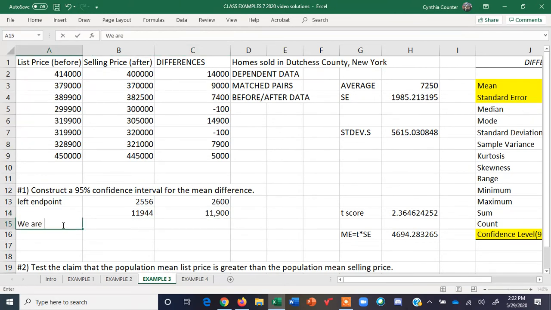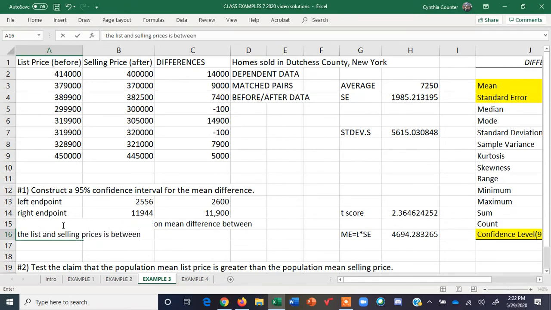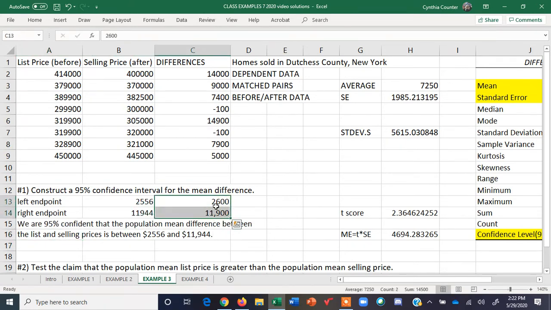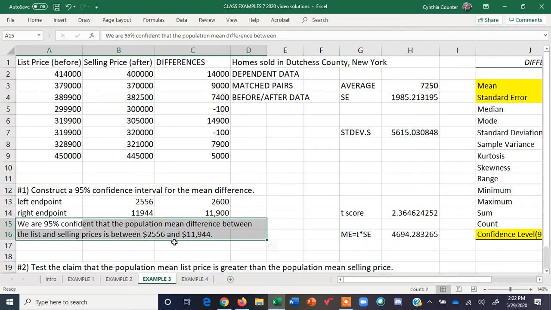So our sentence: we are 95% confident that the population mean difference between the list and selling prices is between $2,556 and $11,944. Although technically you could just say 2,600 and 11,900. But here is the sentence. That's the easiest one to do.